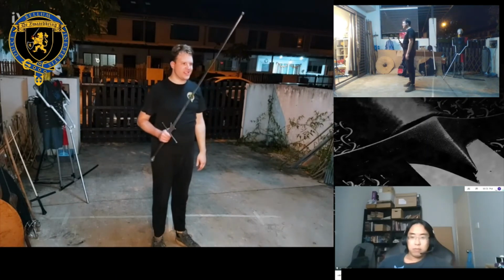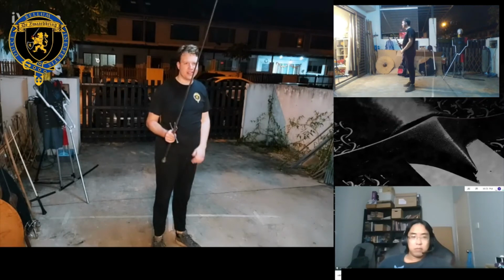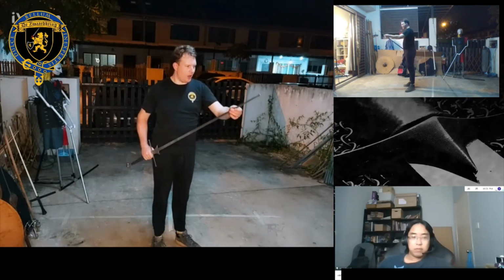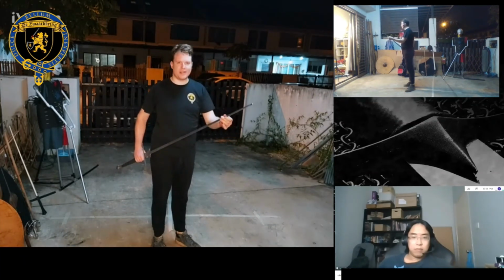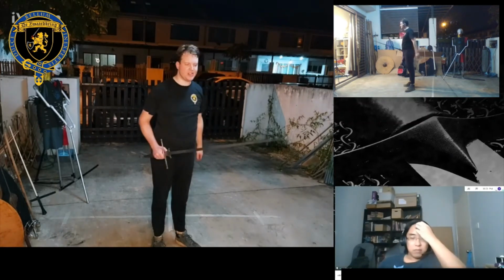Sure, with stiffer swords, it becomes less important. This sword is very flexible, and it's supposed to be. But all swords have that. And that's what I want out of a sword: as much of my energy as possible into that cut, into my opponent.